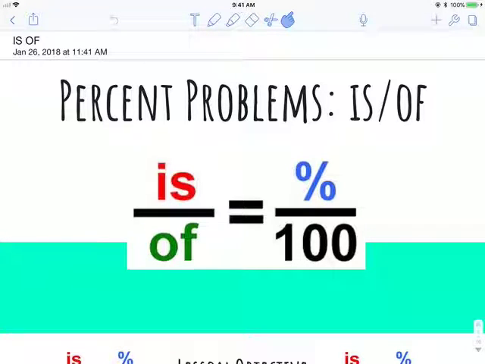All right, today we're going to talk about percent problems. We're going to use proportions the entire day, and we're calling them is over of. And you'll kind of see with all the word problems why we call these is over of problems. And then this picture that you see on this front slide is really important to how you set them up. Basically, this is how you're going to set up every problem that you do today.